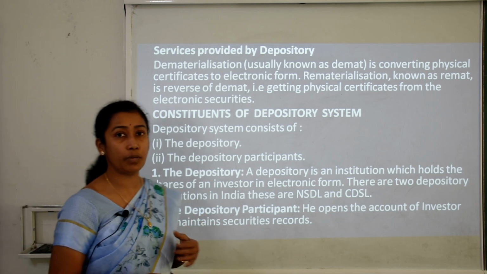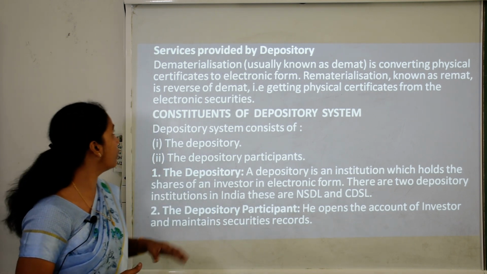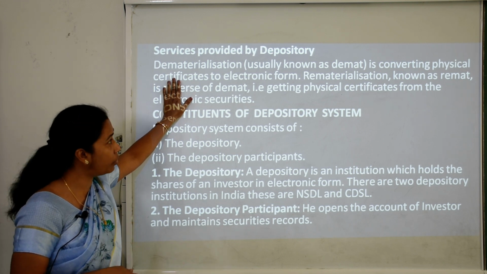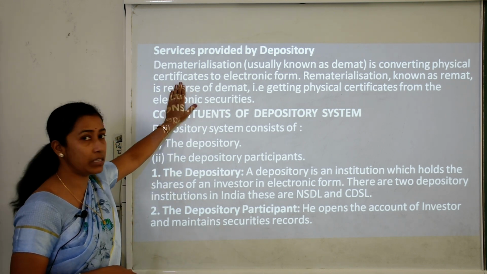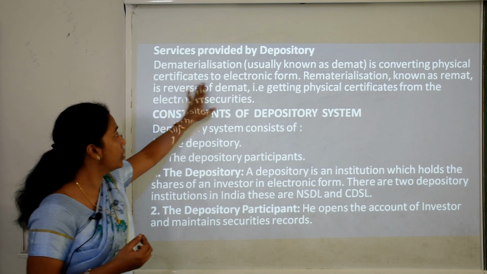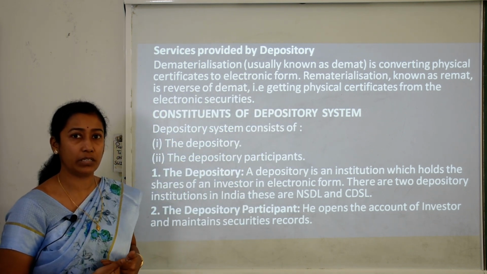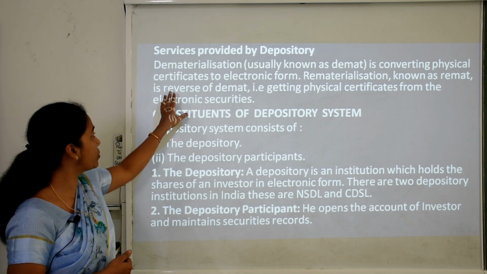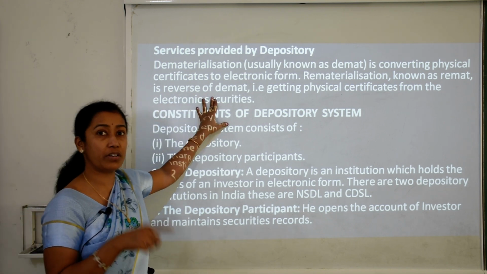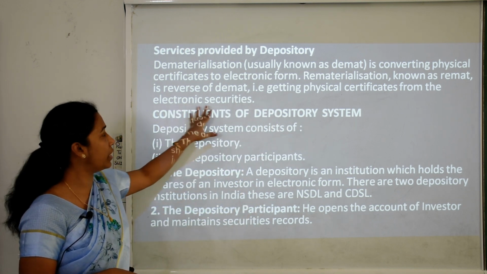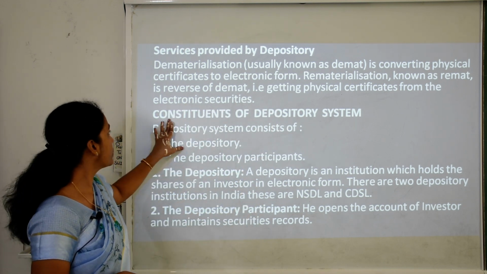Now, the services which are provided by this depository are, first, dematerialization, which can be called a Demat account, which is converting physical certificates, that is shares in physical form, to electronic form. Another term is rematerialization, known as a remat account, which is just the reverse of Demat, that is getting physical certificates from the electronic securities.